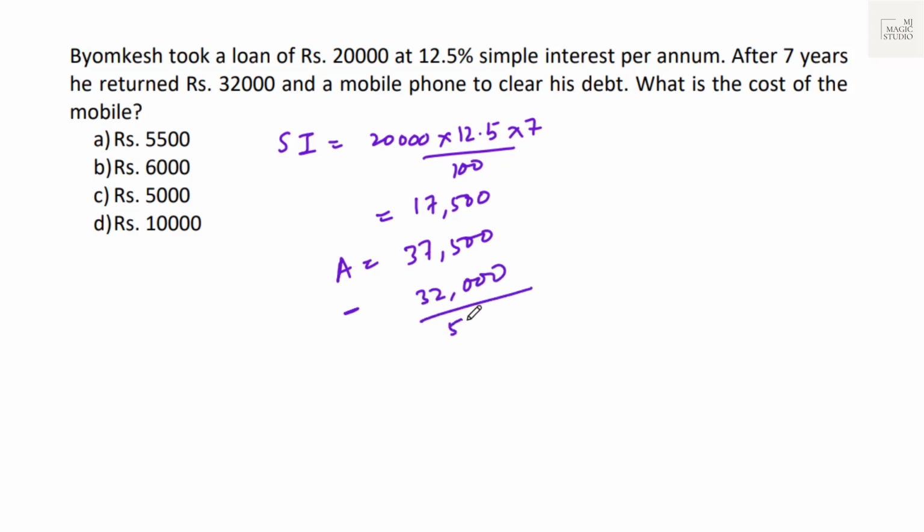But cash returned is 32,000 only. So 5,500 is the worth of the mobile phone. What is the cost of the mobile phone? Cost of the mobile phone is 5,500. Option A is the pick.